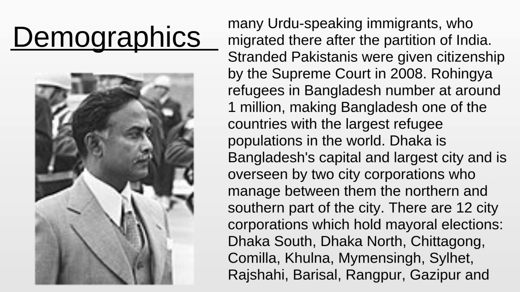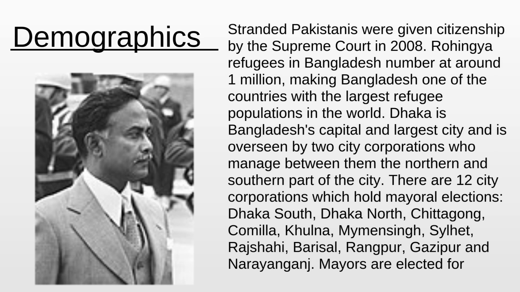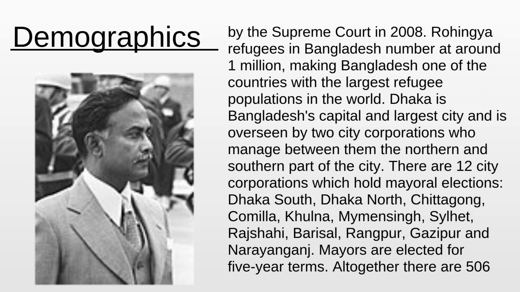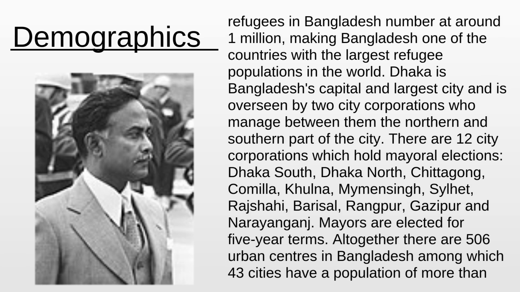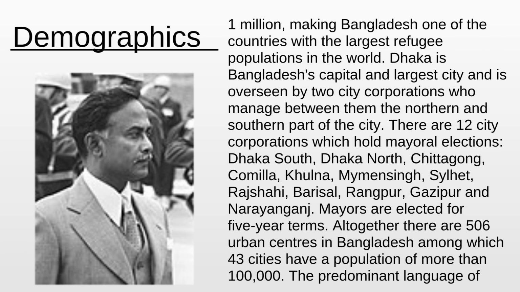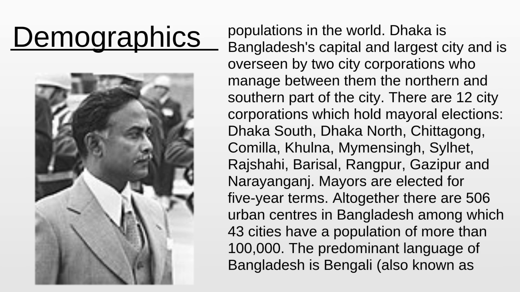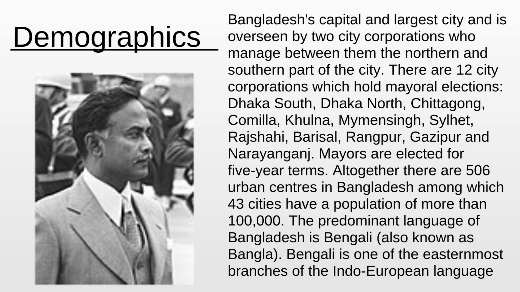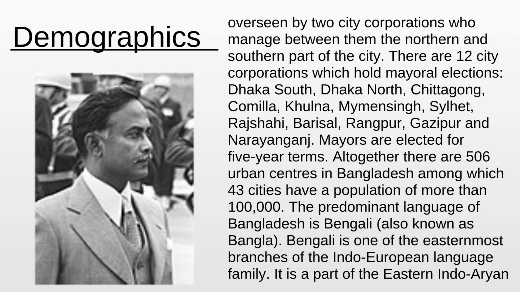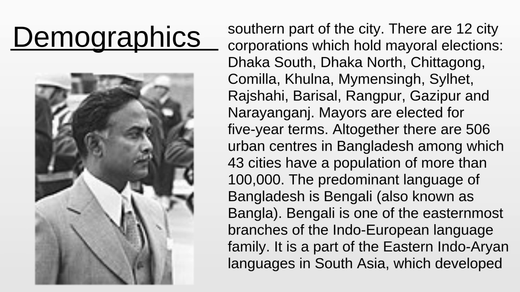The Chittagong Hill Tracts region experienced unrest and an insurgency from 1975 to 1997 in an autonomy movement by its indigenous people. Although a peace accord was signed in 1997, the region remains militarized. Bangladesh is home to a significant Ismaili community. It hosts many Urdu-speaking immigrants, who migrated there after the partition of India. Stranded Pakistanis were given citizenship by the Supreme Court in 2008.